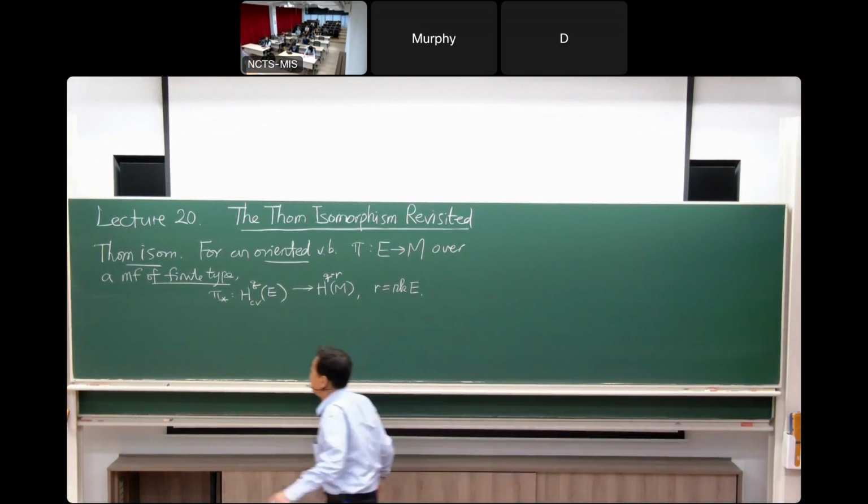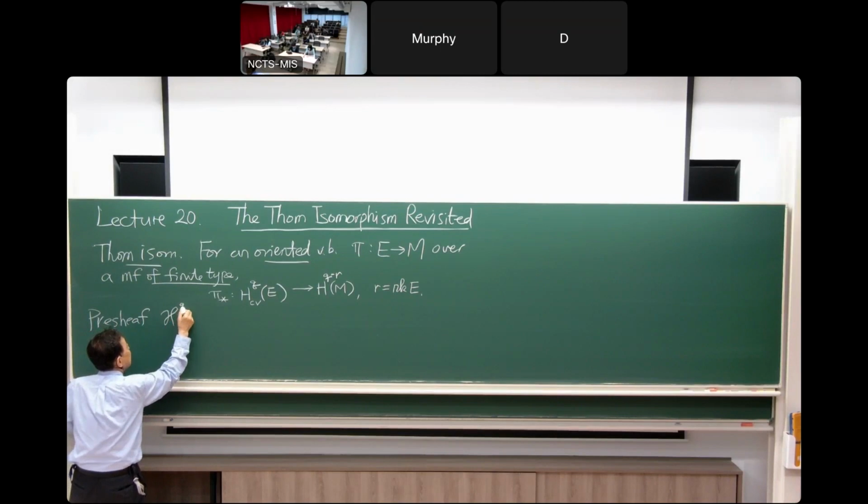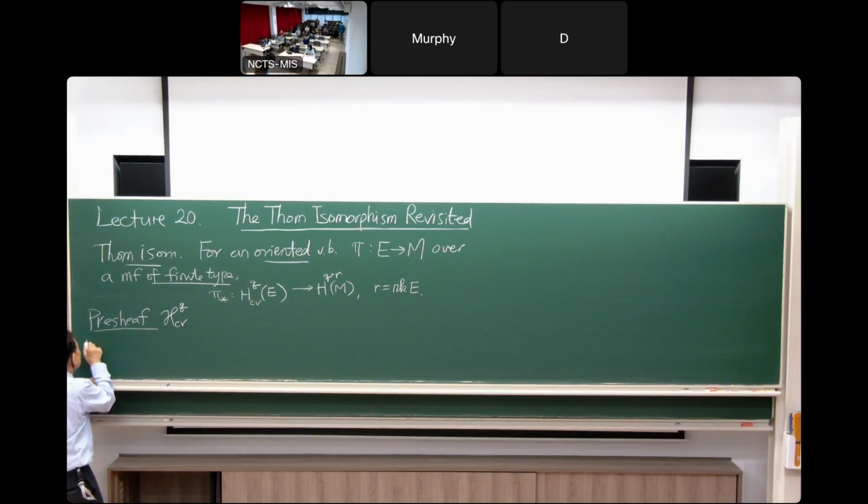Okay, so first let's look at this pre-sheaf, H^q with compact vertical support. Have I talked about this pre-sheaf before? Okay, maybe not. So a pre-sheaf associates to an open set a group, okay?